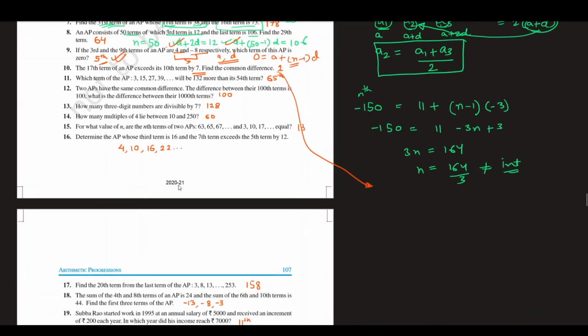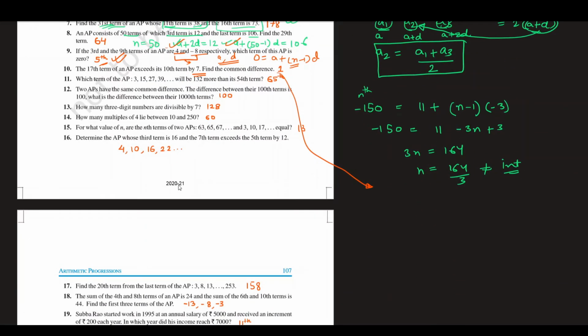So the 17th term can be written as a plus (17 minus 1) into d, which is a plus 16d. This exceeds the 10th term, so this minus the 10th term, a plus 9d, is equal to 7. Subtract this: a and a get cancelled and we get 7d is equal to 7, which implies d is equal to 1. So we are getting d is equal to 1. Then, which term of the AP will be 132 more than the 52?